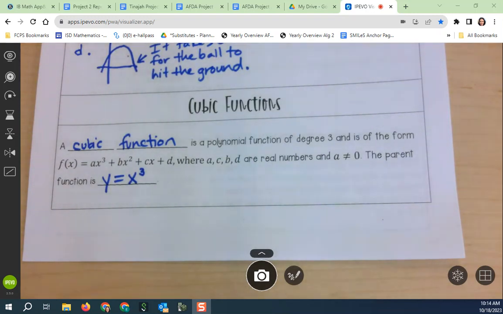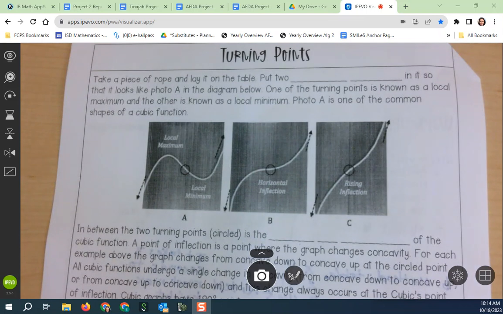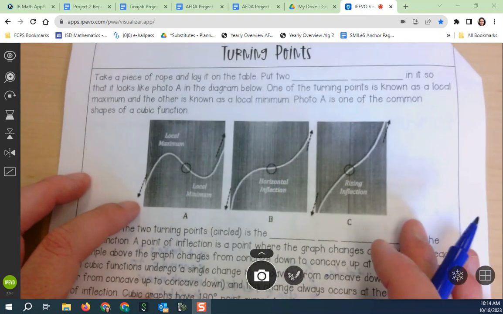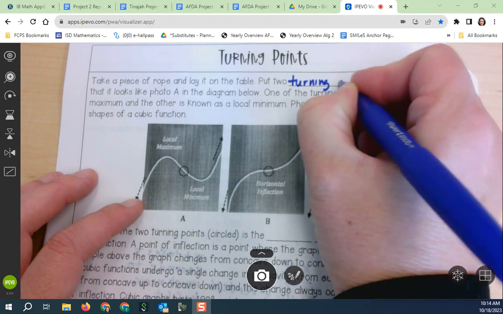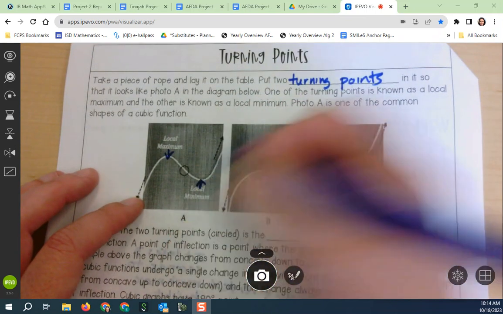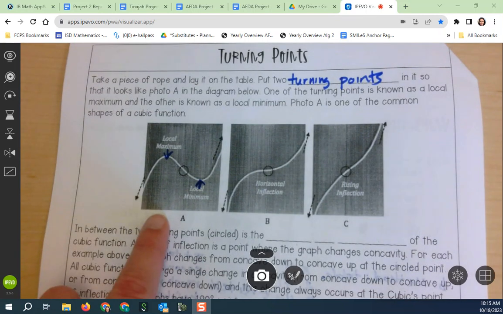All right, turn the page. We have turning points. We don't actually have a piece of rope, but we have a nice picture of a piece of rope on the next page. Take a piece of rope laid on the table, and it says put 2 turning points on it. Remember that the turning points would be the local maximum and the local minimum, so that it looks like photo A.